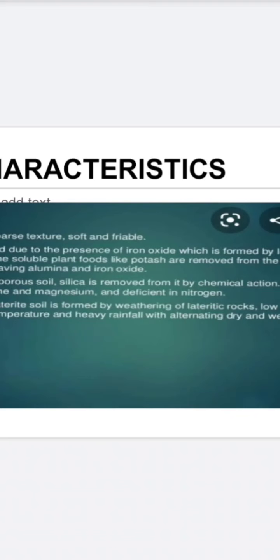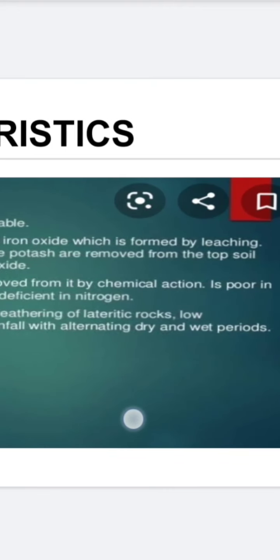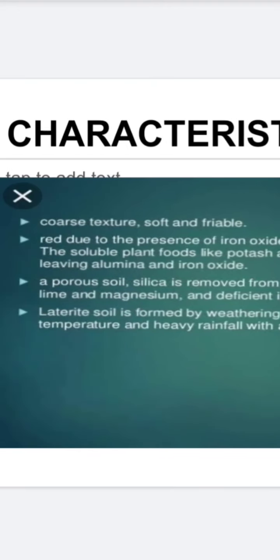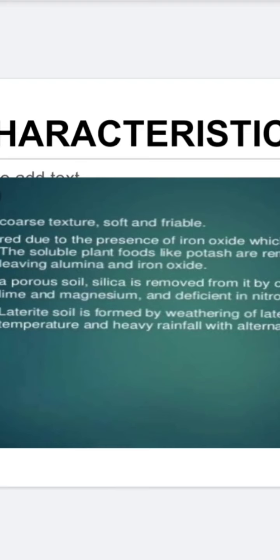Now, characteristics of the laterite soil: very poor in humus and nitrogen. Note down, children. It is coarse texture, soft and friable. It is red due to the presence of iron oxide. It is a porous soil. Silica is removed by the chemical action. It is poor in lime and magnesium and deficient in nitrogen. It is coarse grained. Have you written that?